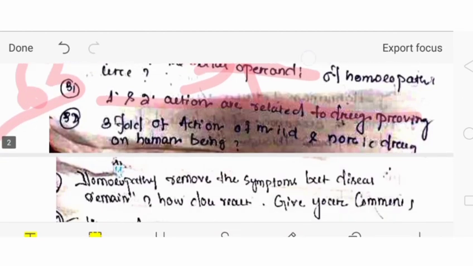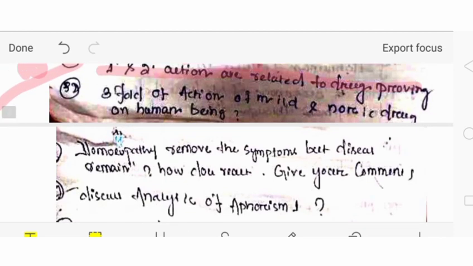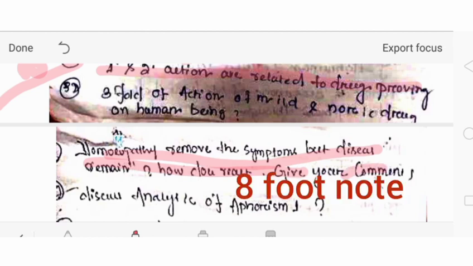Then this is an important question. Action may come as a question, or drug proving, how the action is related to homeopathy. Then, homeopathy removes the symptom but disease remains, how does cure occur? Give your comment. So this is Hahnemann's view on the aphorism, like 11. This question may not come, but you should prepare it.